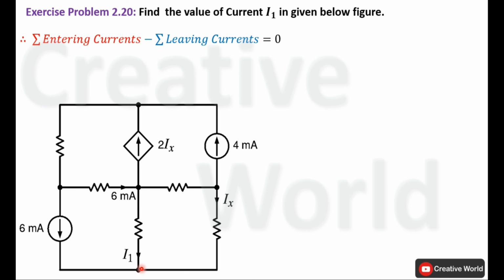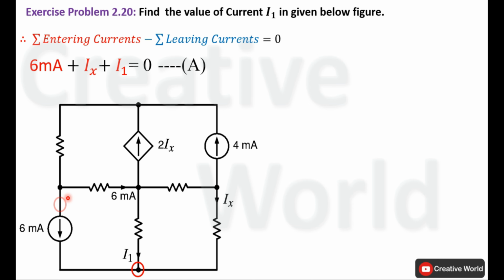We will start from this node. On this node, all three currents are entering. One is Ix, the other is I1, and the third is 6 milliampere current. So write Kirchhoff's current law equation for this node. 6 milliampere plus Ix plus I1 is equal to 0. In this equation we have two variables, so we cannot solve it further. For right now we will leave it as it is and label this equation as equation A.